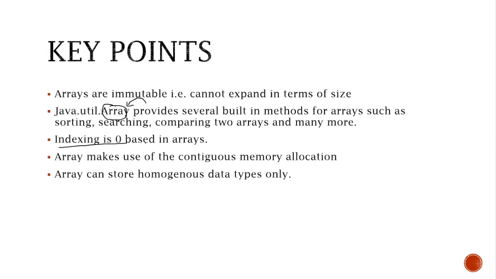Then as we have seen, indexing is 0 based in arrays. So you cannot start with 1, you need to start with 0. Then arrays make use of contiguous memory allocation. Like we have seen, the blocks were one after the other. So they are not non-contiguous. Rather, it follows a contiguous memory allocation pattern. Then arrays can only store homogeneous data types. So if you have declared an array of integers, you can only store integer values. You cannot combine it with string values or float values because the compiler will throw a compile time error.